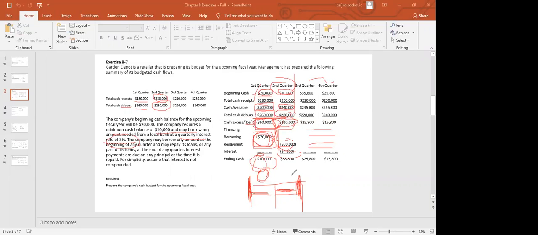So your answer is here 110 minus 70 minus 4,200 for interest, which is $35,800. That is your answer, for example, for the second quarter. So that would be your answer. Any questions?